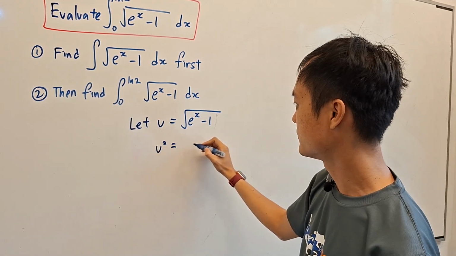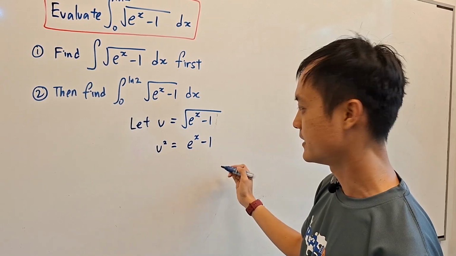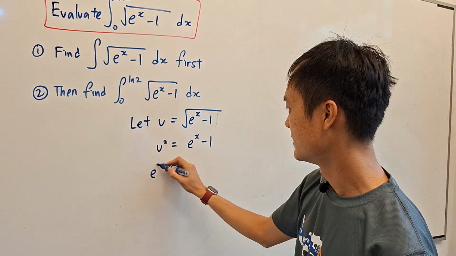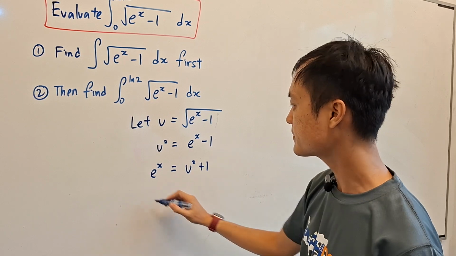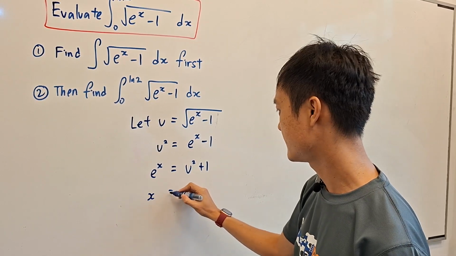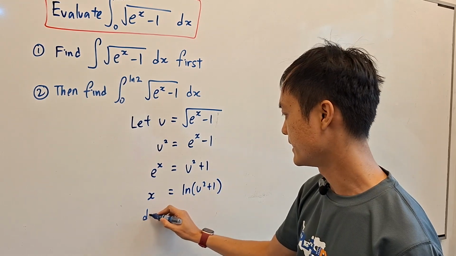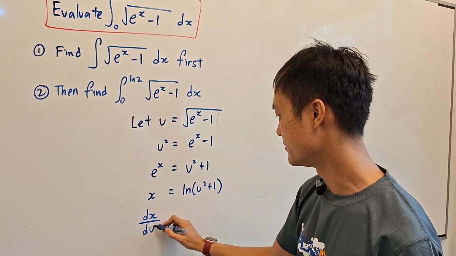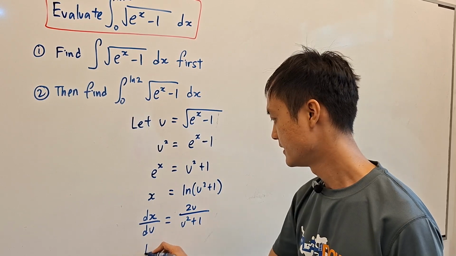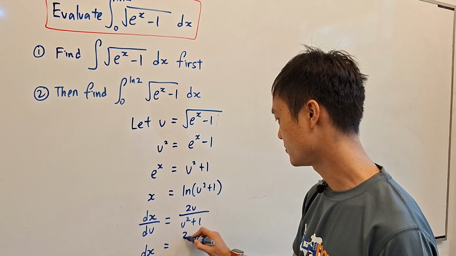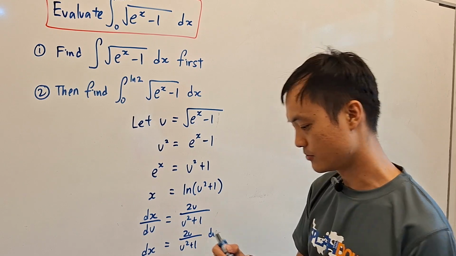So we square both sides, we get u squared equals e^x minus 1, and then we'll bring the x terms to the left hand side. So we have e^x equals u squared plus 1. Take ln on both sides, we get x equals ln(u squared plus 1). Then only we can find what dx over du is, and this equals 2u over u squared plus 1. Therefore, I have dx equals 2u over u squared plus 1 du.